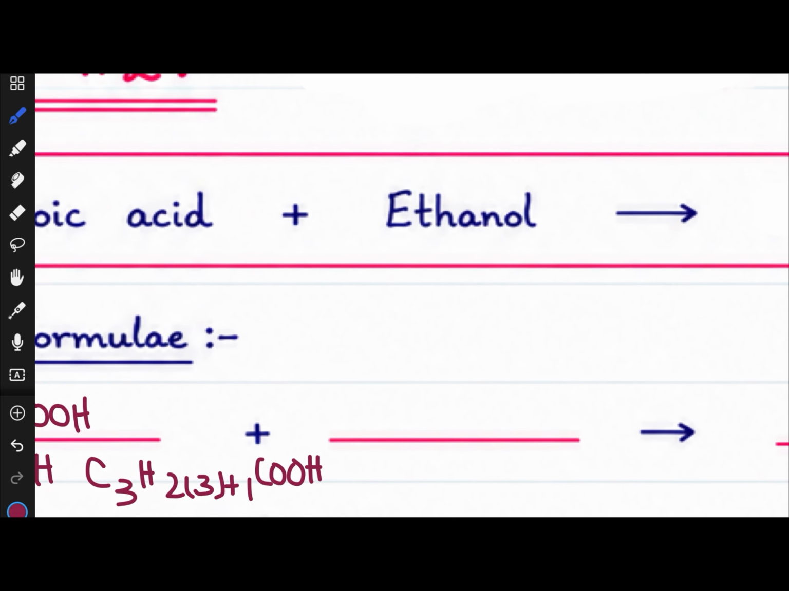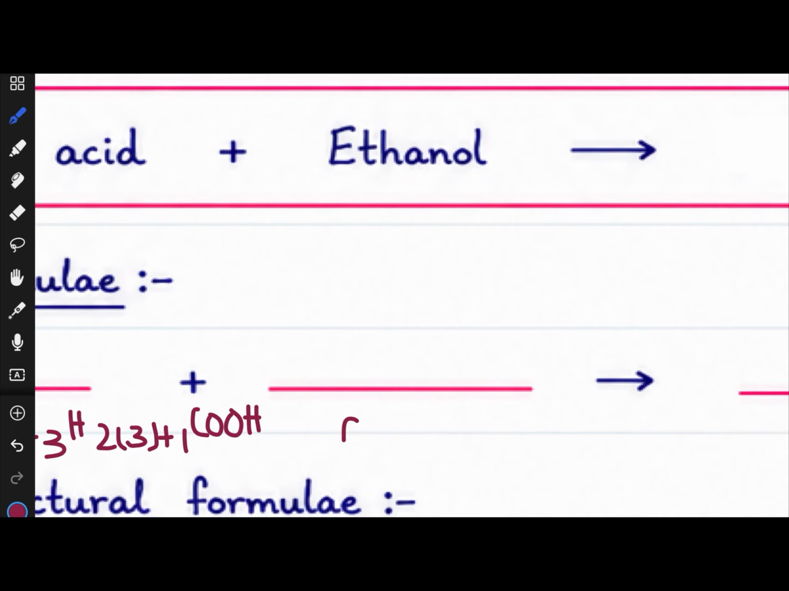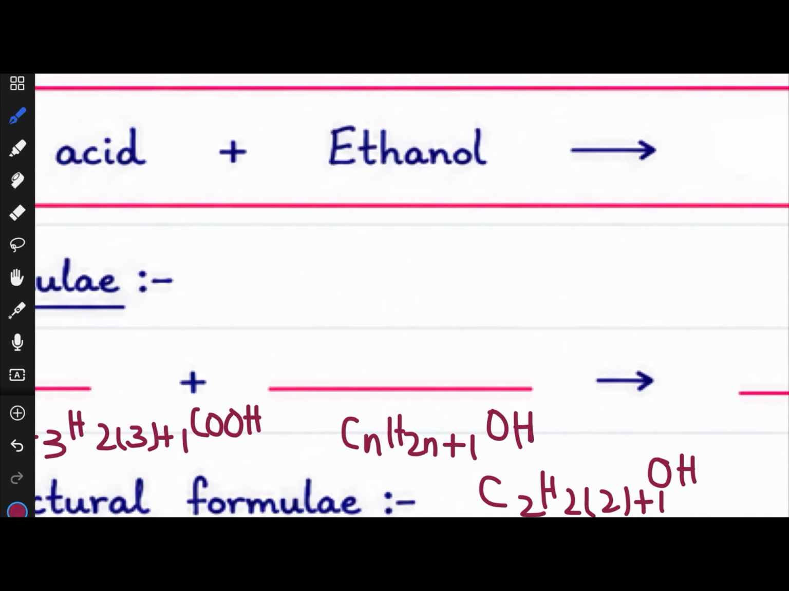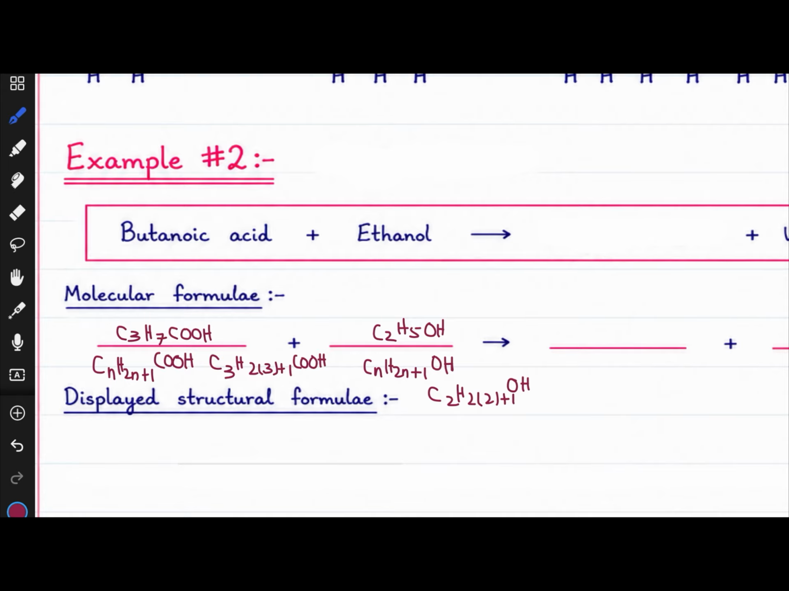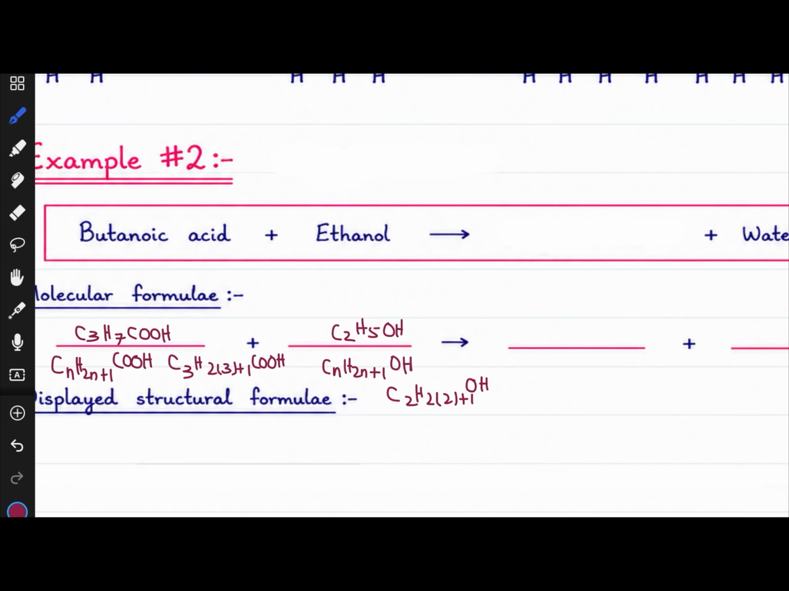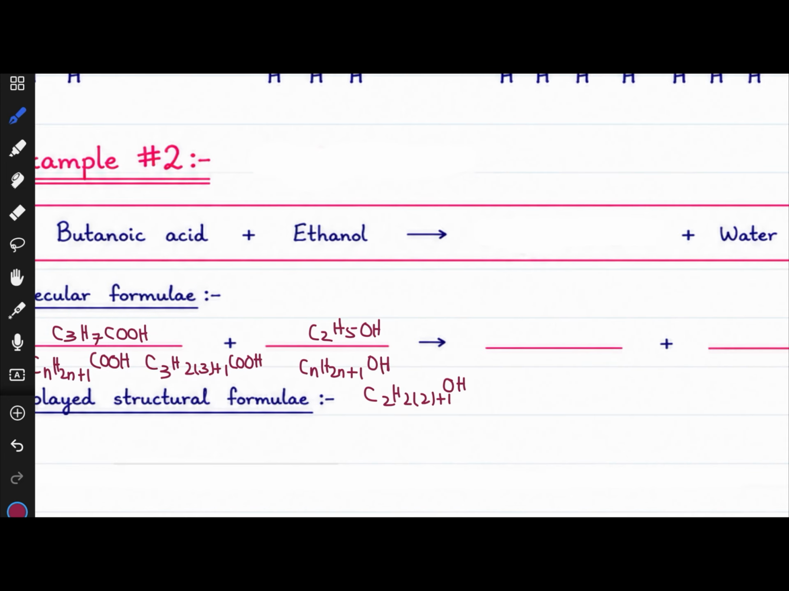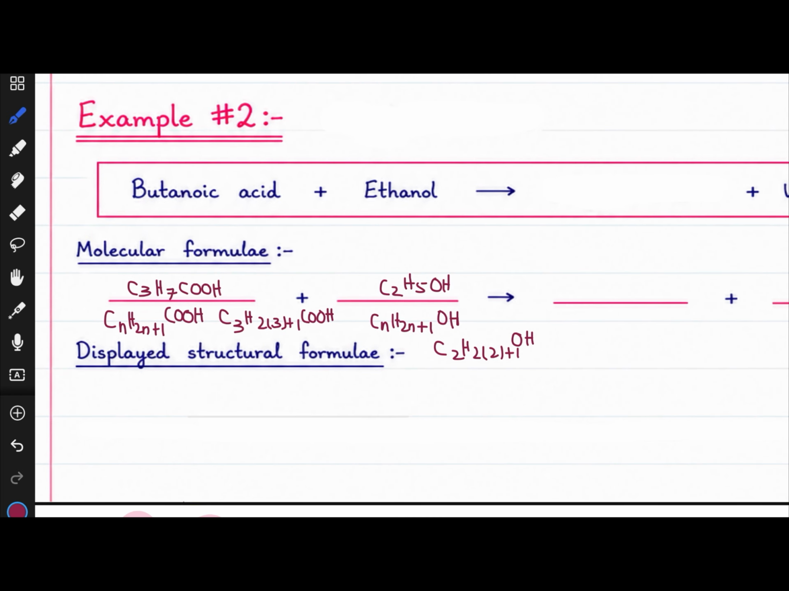Now, let's talk about ethanol. Its general formula is CnH2n+1OH. Here, eth means 2, so we're going to replace n with 2. It's going to become C2H(2 multiplied by 2 plus 1)OH, and we're going to get C2H5OH. Now, we're going to first draw the displayed structural formula of the ester, and after that, we're going to write the molecular formula of it. So let me show you how to do that.